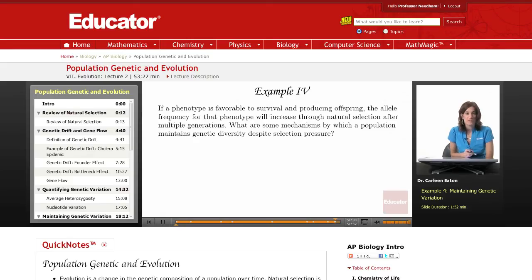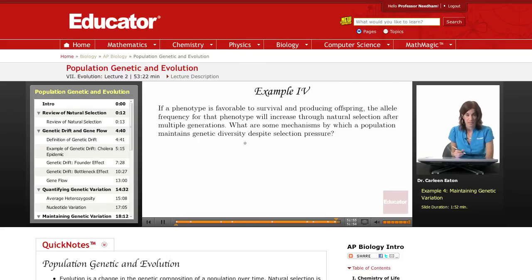Or if a phenotype is favorable to survival and producing offspring, the allele frequency for that phenotype will increase through natural selection after multiple generations. What are some mechanisms by which a population maintains genetic diversity despite selection pressure? So how does a population keep from just ending up with one allele, that favorable allele?